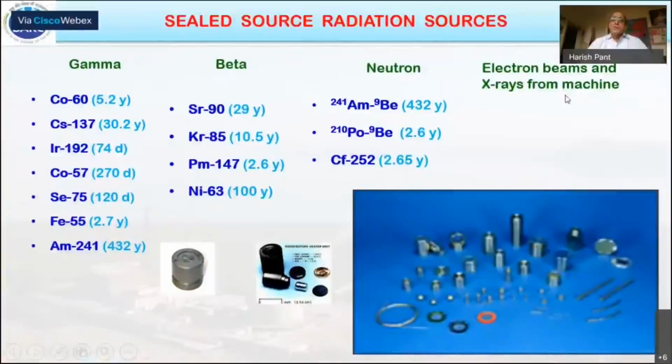And in addition to these, the electrons are produced from the electron beams, and similarly, the X-rays are produced from the X-ray machine. So these are called the machine sources. And you can see that these sources can be made in different forms. They can be in the form of a cylinder, a rod, a wire, or a capsule. Depending upon the application, you can fabricate different kinds of sources.